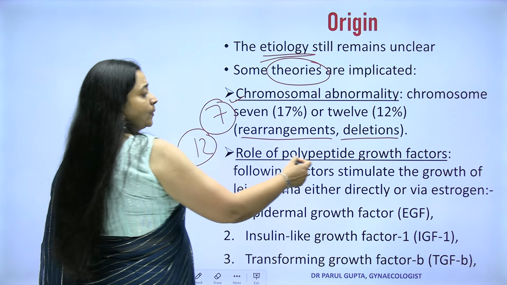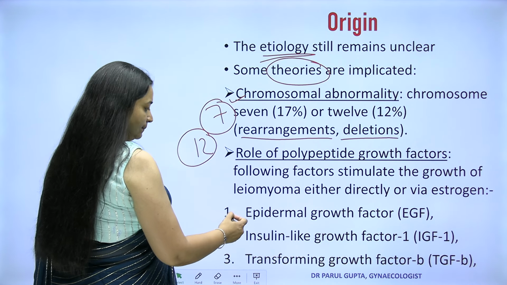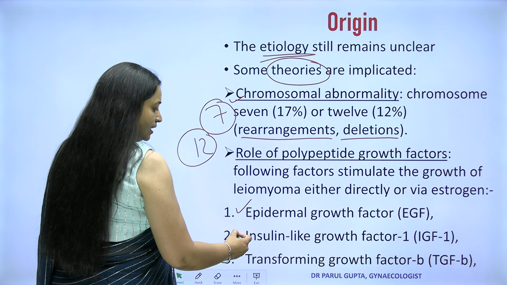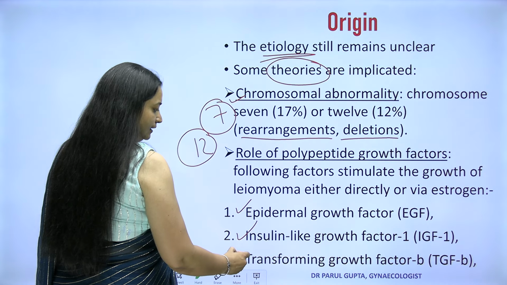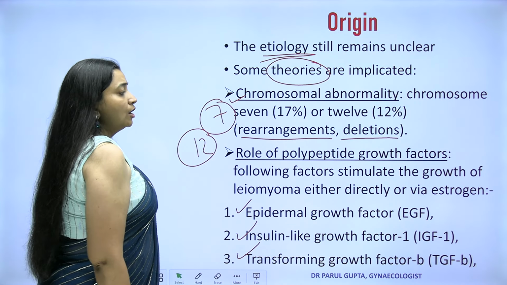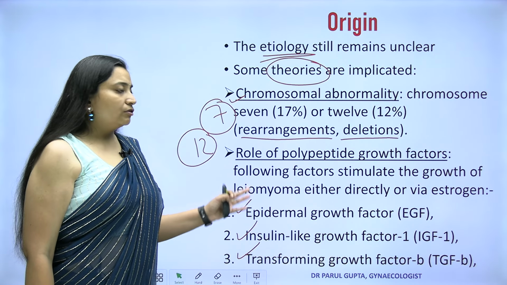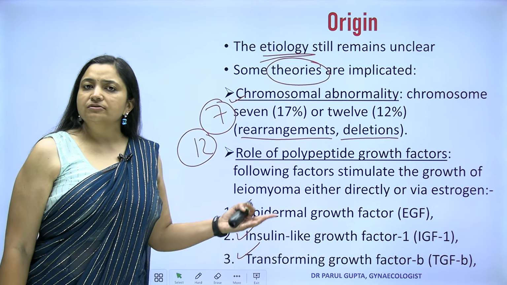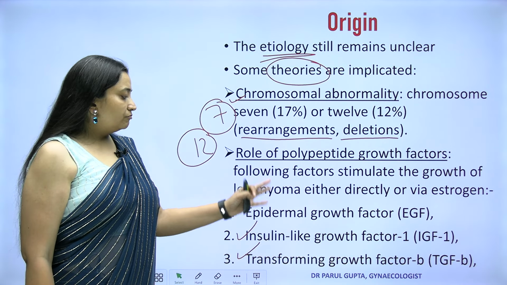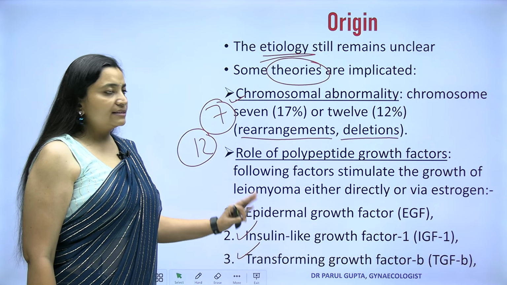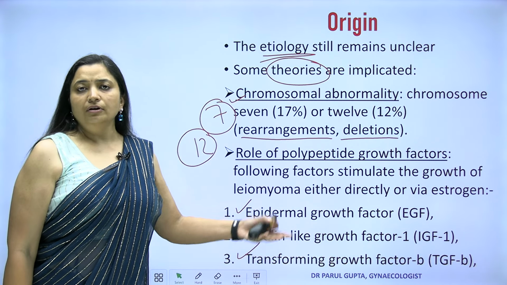And there are some polypeptide growth factors, namely epidermal growth factor, insulin-like growth factor, and transforming growth factor B, which are under the effect of estrogen, and at the end estrogen is the culprit. So estrogen will affect these growth factors and they will stimulate the growth of a fibroid.